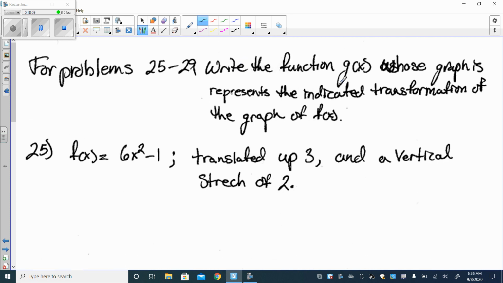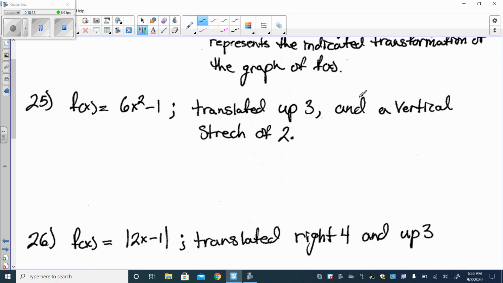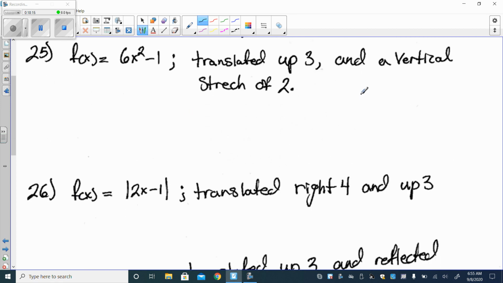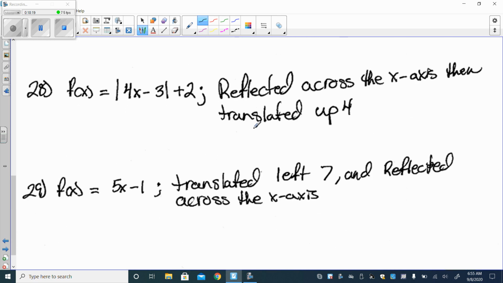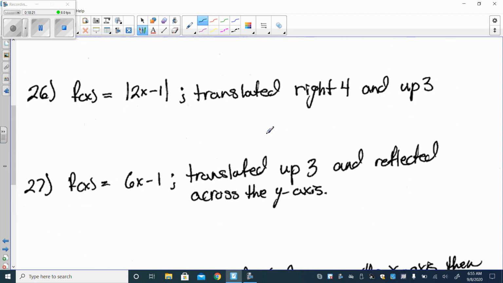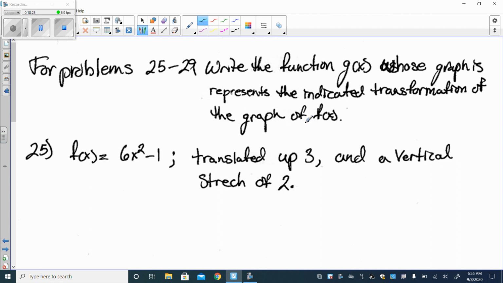Graphs. So write the graph g of x, whose graph is a representation of the indicated transformation of the graph f of x. So we're writing the transformations. And again, since most of these here, I will tell you on the test, are going to do at least 2. We're not going to have many that do just 1. So here, a translation of 3 up and a vertical stretch of 2.